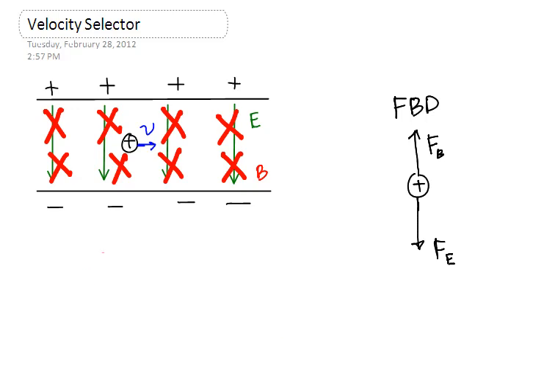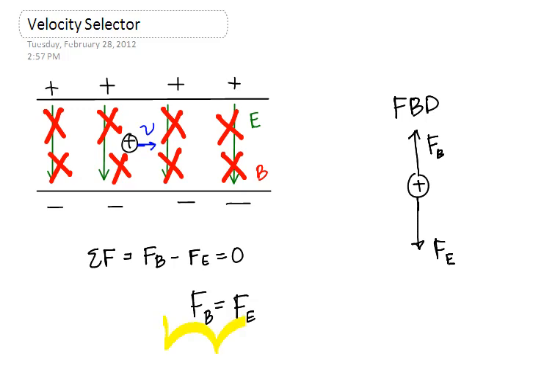So now that we have that free body diagram, we're going to sum our forces. And so when I sum the forces, we'll have the magnetic force is up, the electric force is down, and if I want it to move undeflected, I set it equal to 0. So the big idea is that the magnetic force has to balance an electric force in a velocity selector. That is the big idea. I love a big idea.